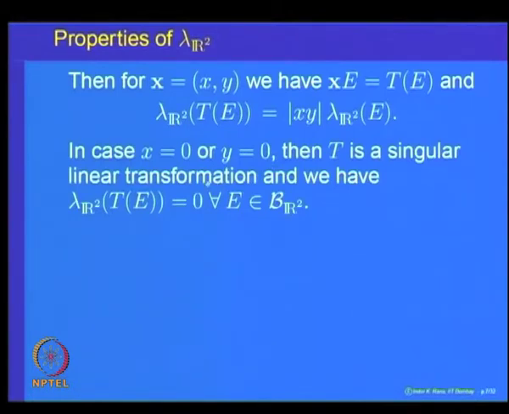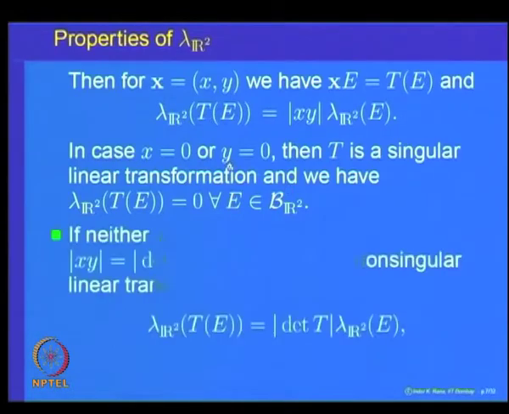Let us also observe what happens when T is singular. In that case the determinant of T is 0, which basically says that if x or y is 0, then both sides are 0.